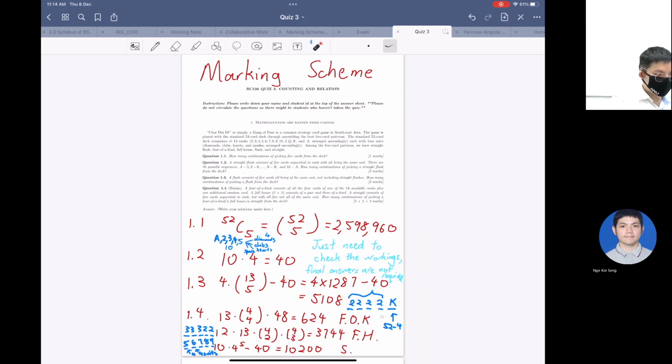Also, this part. Which part? It's not possible because of the right. It's not enough information.